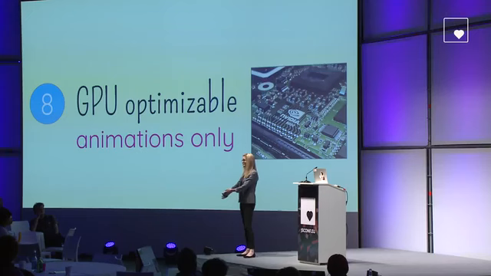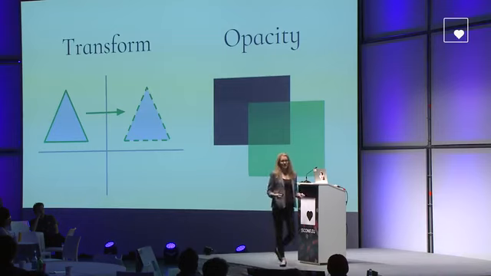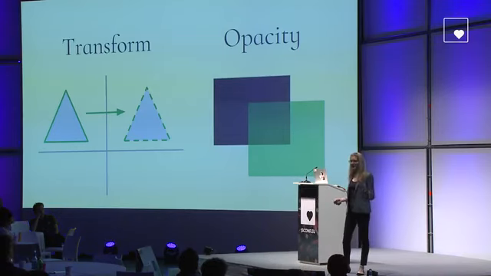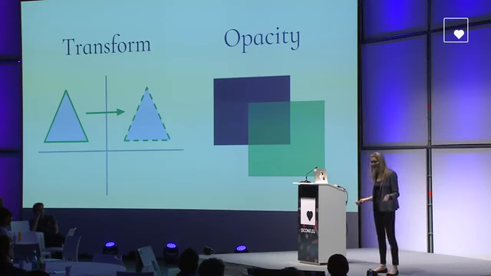Animations are very expensive for the CPU. And we want the CPU to hand over the work, to delegate the work over to the GPU, because the GPU can do animations really quickly and really cheaply. And so in our AMP components, we only allow animations that the GPU can perform. In this case, it's transform and opacity.